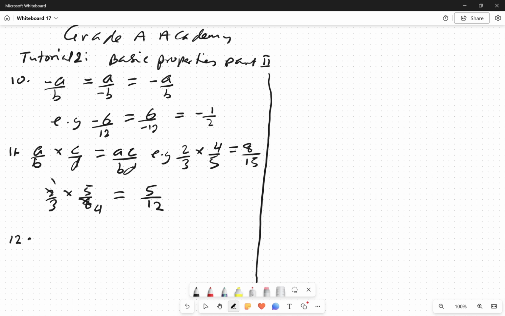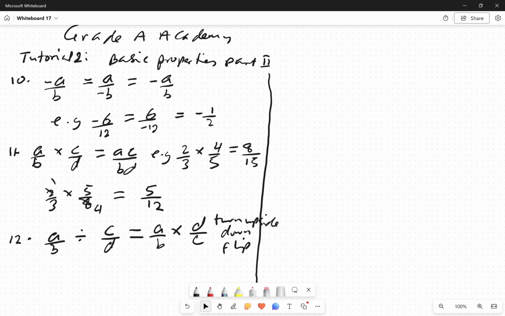Number 12: if I have A divided by B, all divided by C over D, then it turns into A over B times D over C. All you do is turn it into multiplication and flip the right hand side, or turn it upside down. You can write here "upside down", or if you want you can just say "flip". That is also correct.